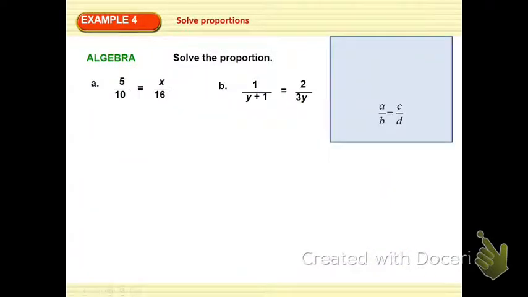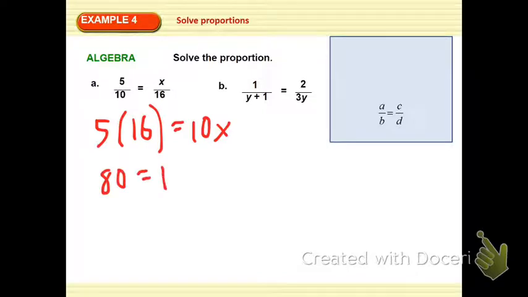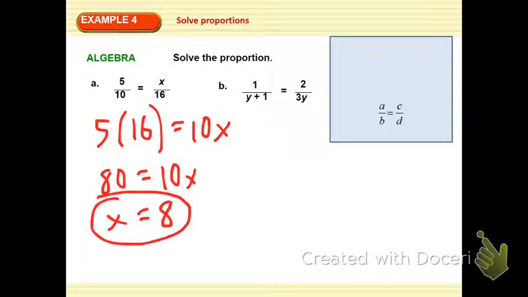Okay, now we do proportions. How do we solve proportions? What do I need to do to these ratios? Yeah, cross multiply. So let's practice cross multiplying. So this becomes 5 times 16 equals 10 times x. All right, so it's going to be 80 equals 10x. So x equals 8. I like that one.